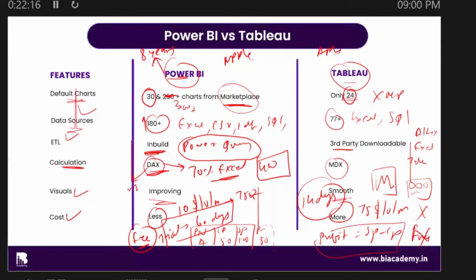After 14 days, you need to pay and get the $75 license, and only then can you work in Tableau. Otherwise, your account will be blocked. But here, if your trial license expires, at least you can see your report and you will use a free version of Power BI. Tableau doesn't have any free version, so your account will be blocked, basically. So this is a major difference between Power BI and Tableau.